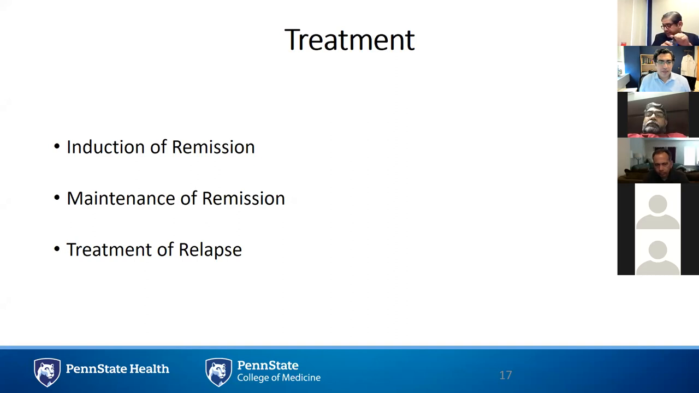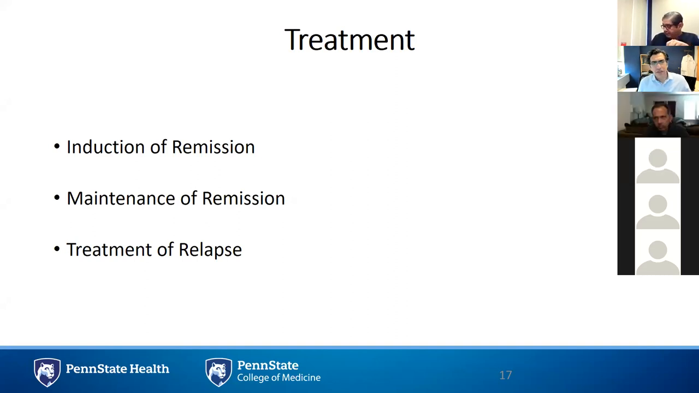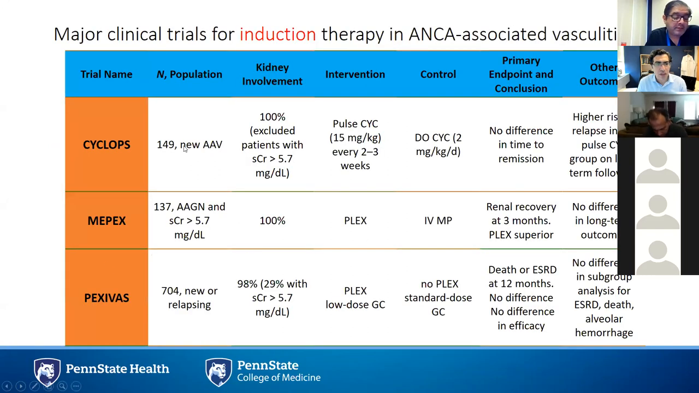So treatment, I think we touched this a few times today, is what can I do to bring this active disease down right now? So induction of remission. Then the second phase is what can I do to maintain the remission or prevent the relapse, and then the other is how do I treat a relapse.